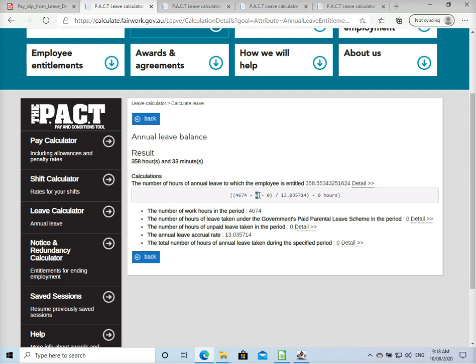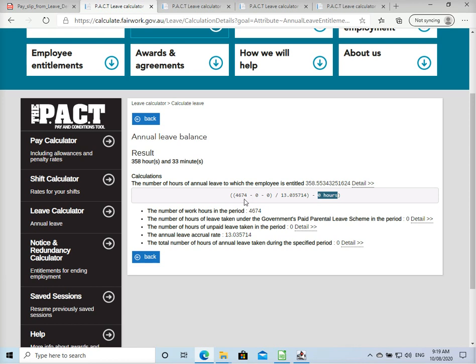Minus, I guess this is a minus 0 and 0 for the unpaid parental leave or leave without pay. Okay, and then they're dividing it by this number, which is the rate of accrual. It's probably meaning accruing 1 hour for every 13.03 etc. hours worked, and then minus 0 hours of taken leave.